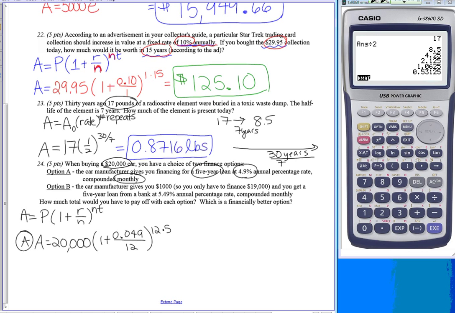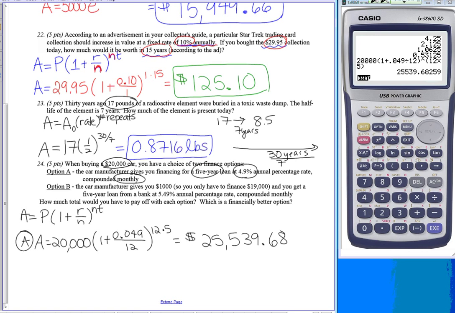And let's see what I have. So I typed all that in my calculator, and I have $25,539.68. That's how much I would wind up paying off when I pay off this loan.